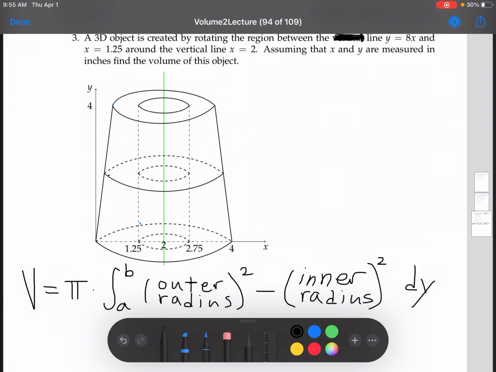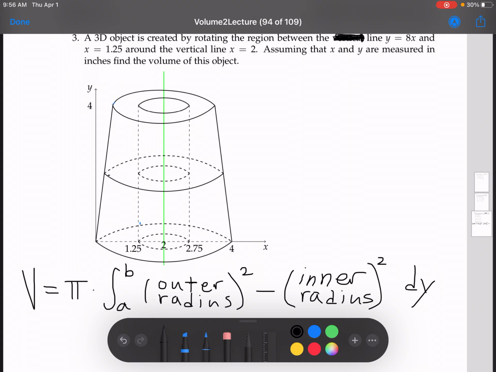Here we have a 3D object that's created by rotating the region between the line y equals 8x and the vertical line x equals 1.25 around the vertical line x equals 2. And we're going to find the volume of this object.